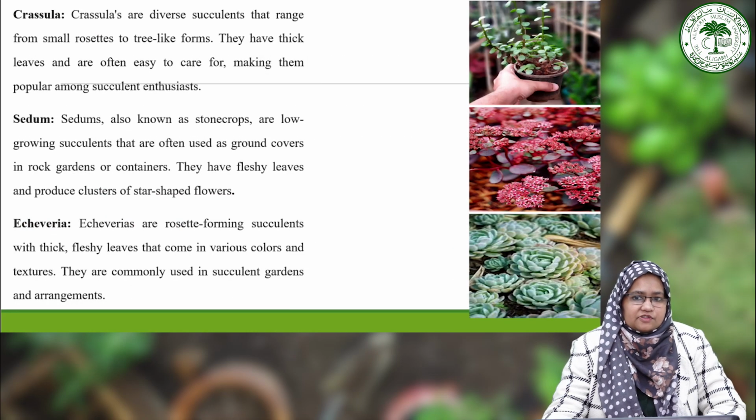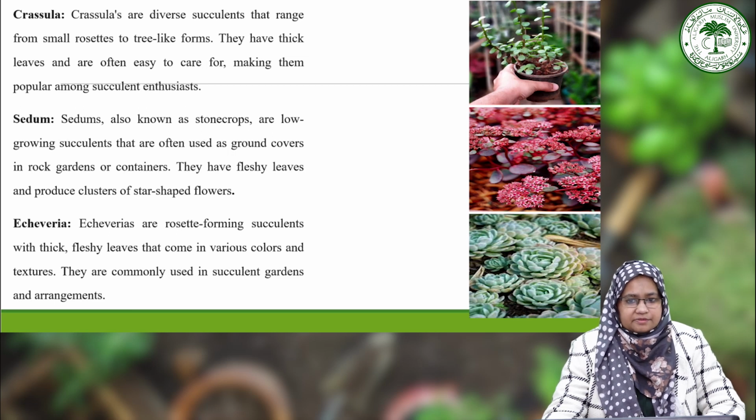The next is crassula. Crassula plants encompass a diverse range of succulents varying from compact rosettes to tree-like structures. Featuring thick leaves, they are frequently favored by succulent enthusiasts due to their ease of care and maintenance. Then the sedum, or stonecrops, are diminutive succulents that serve as ground cover in rock gardens or containers. With succulent leaves and clusters of star-shaped flowers, they are popular choices for landscaping in rock gardens.